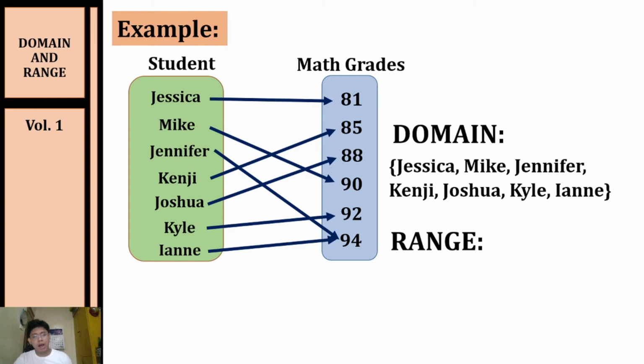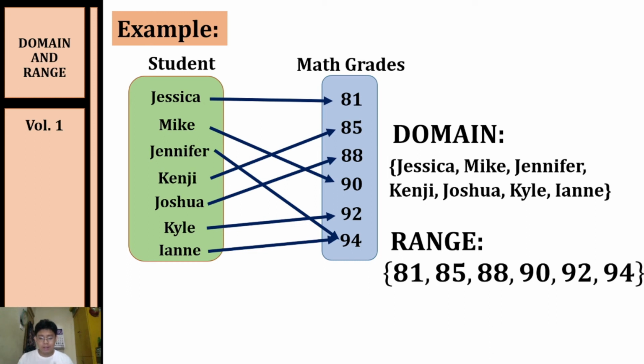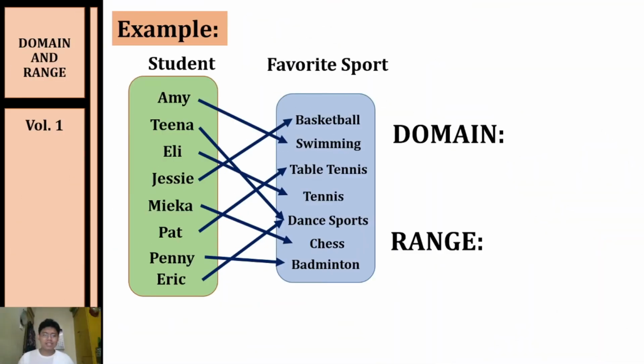Now let's proceed to our range, and our range in this mapping will be their math grades. So we're going to list down all their math grades. So 81, 85, 88, 90, 92, and 94. So that will be our range. Okay, let's have our last example for today.